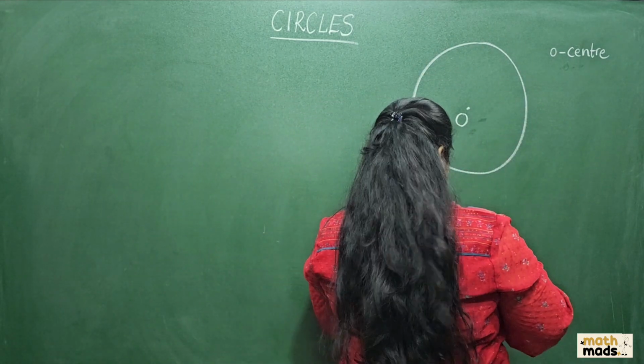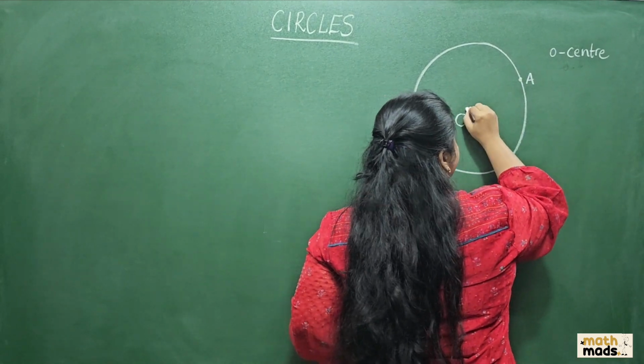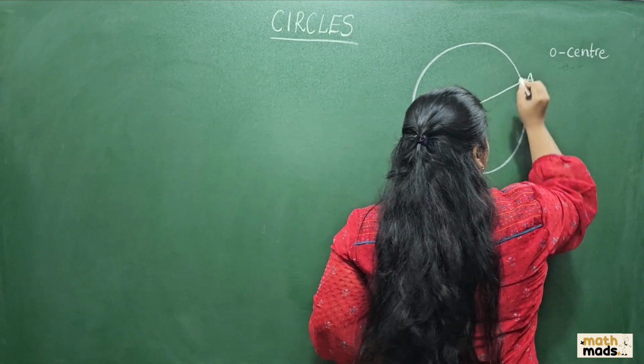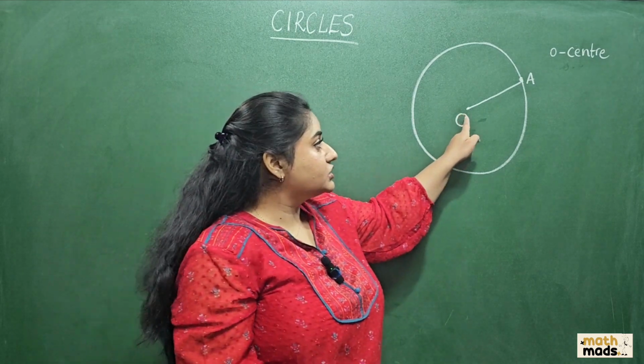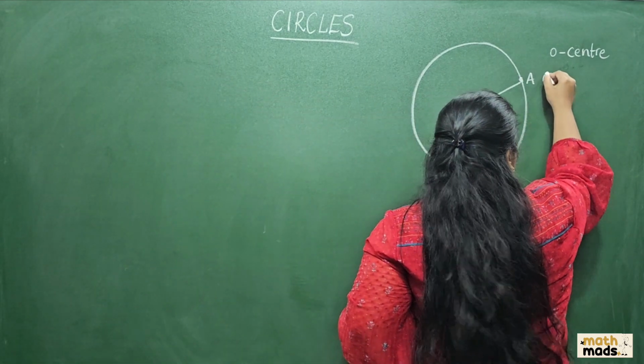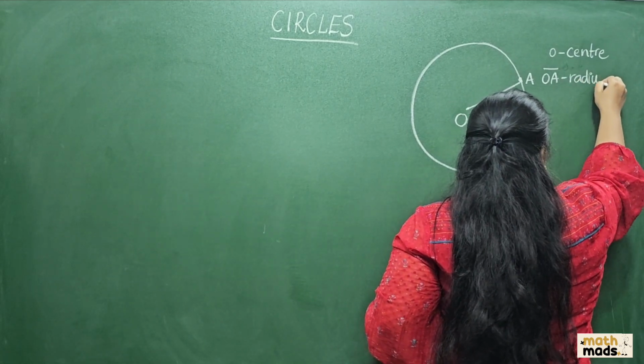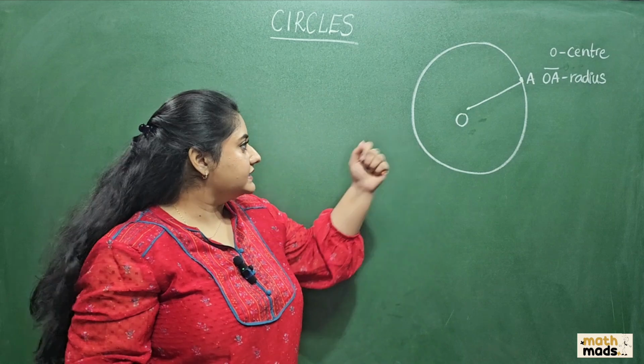So if I take a point on the circumference, let's say A, and I join center to this point. Okay, I've joined the center to that point. So this OA is called the radius of the circle. So what is OA? Radius, and it is a line segment. That means it has a definite length, right? It is a line segment.